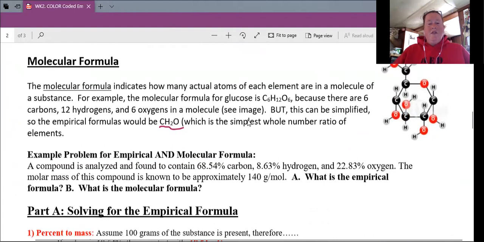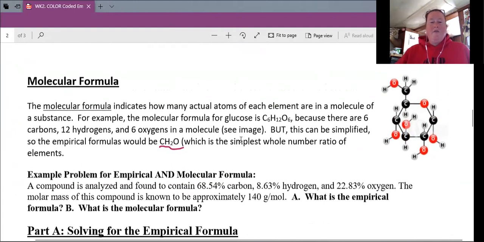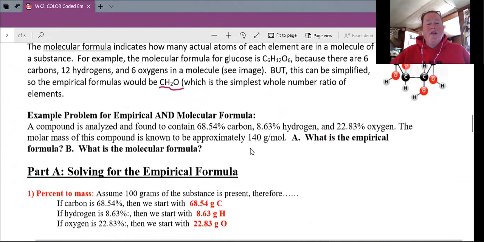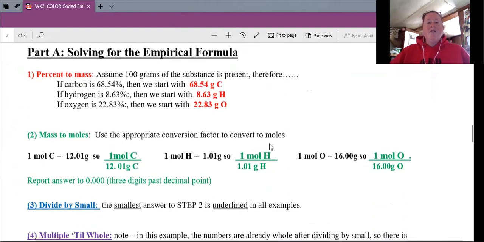So this is just a problem that's going to set us up for solving molecular formula. But since my focus is empirical formula today, we're going to do that part of it in this video. All right, so we have a compound that is 68.54% carbon, 8.63% hydrogen, 22.83% oxygen. So that first step is assuming that we have grams. So the first thing we're going to write down is the grams of each thing, including the g and the element formula.